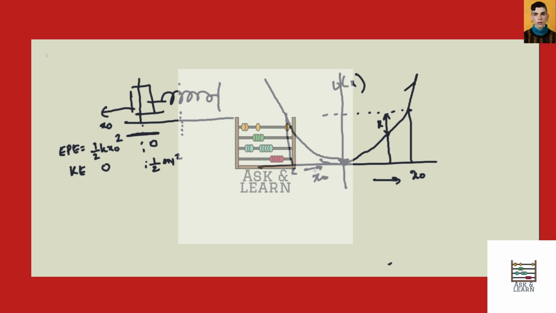So it will continue in this oscillatory motion between x equals minus x naught and x equals x naught. So this is the graph of the potential energy U versus x for the object. This is what it looks like.